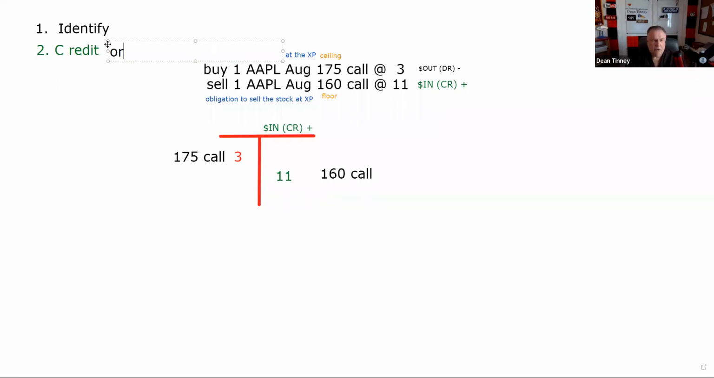So now we want to determine whether it's a credit or whether it is a debit. And the way we do that is we're going to net the premiums. Debit means money out. Credit means money in. I kind of think of it like my checking account, right?